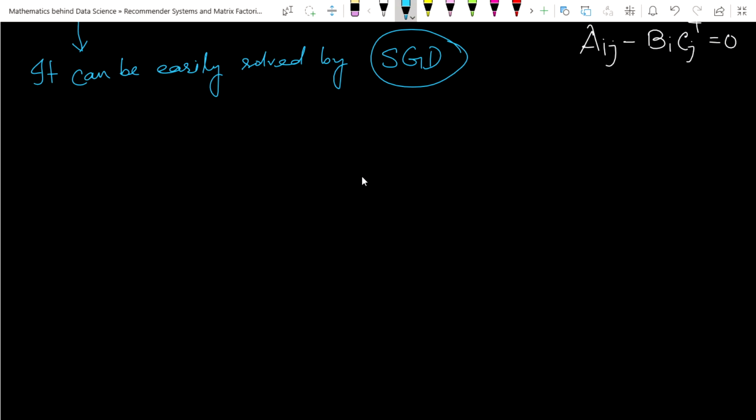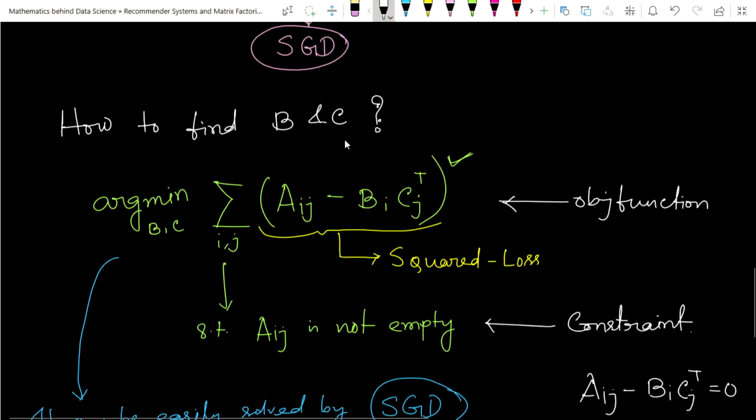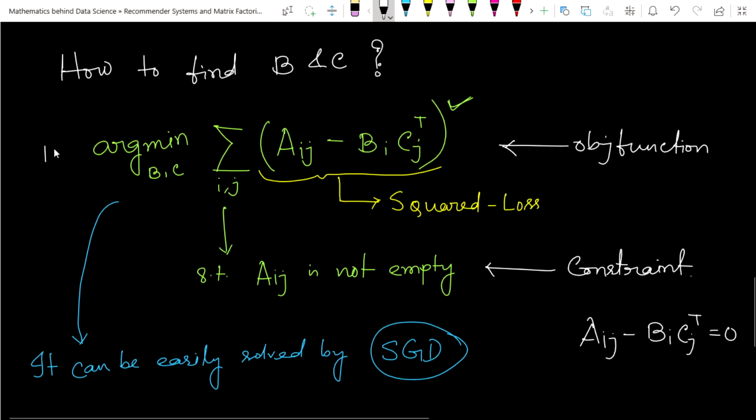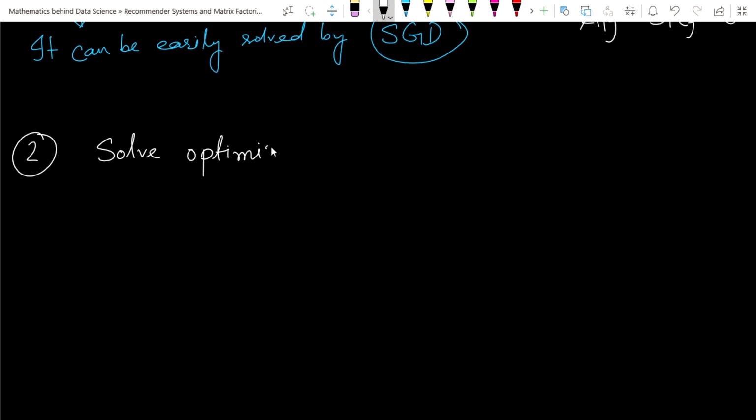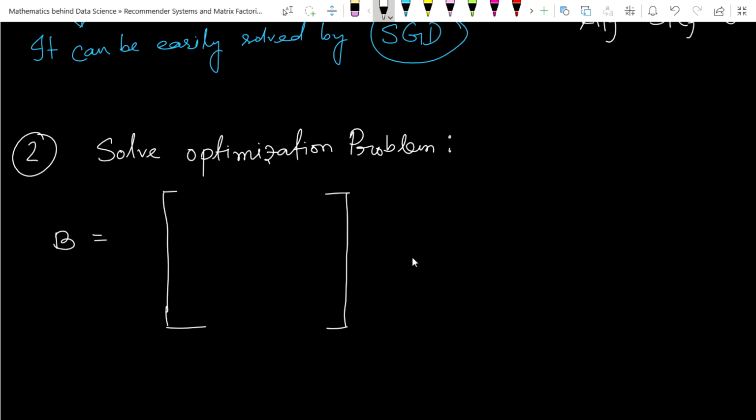In the first step, we generate this optimization problem and, using the stochastic gradient descent algorithm, solve it and find the values of B and C. The second step is after solving the optimization problem: we have got the matrices B and C.